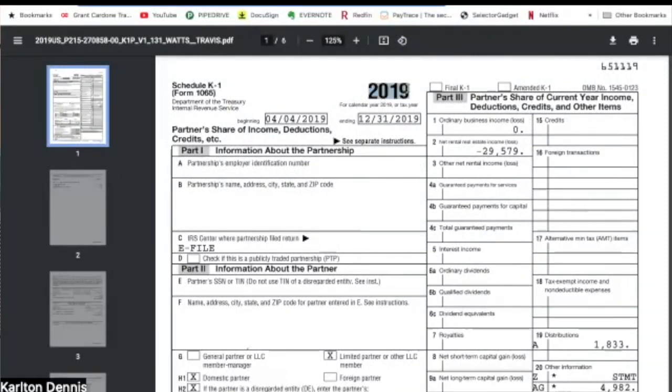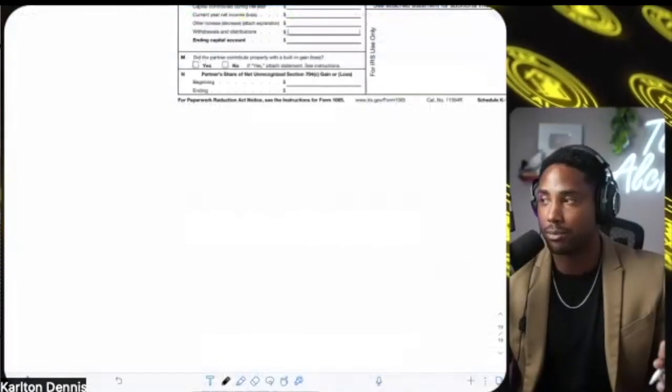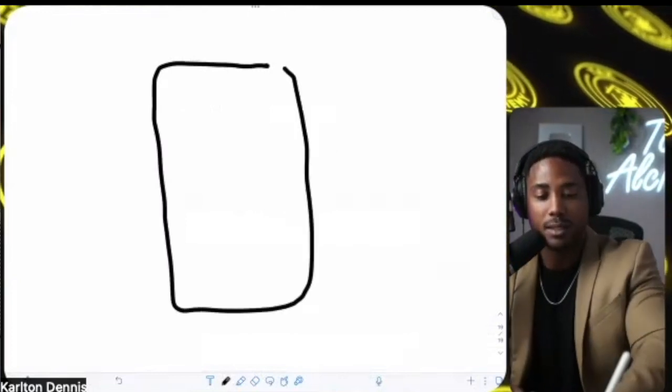Right here, it says 2019. So this means that when the tax return gets filed, this is when we'll actually see this form come alive. Now, in order to understand what tax returns get filed, I'm just going to quickly jump to my iPad here just to share with you guys what a 1065 form looks like.